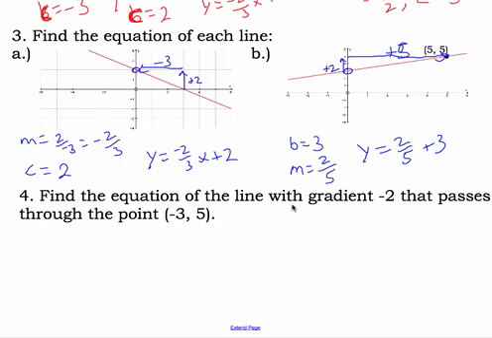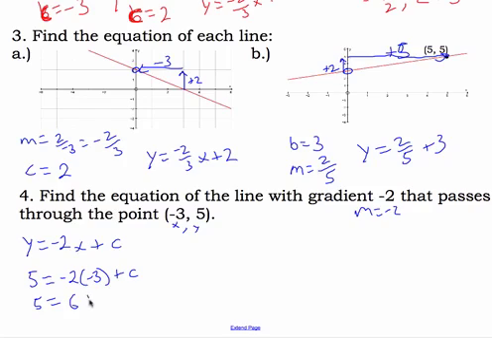Okay, next it says find the equation of the line with gradient -2 that passes through this point. So all we know at this point is that the gradient is -2. So we have y equals -2x plus the y-intercept, which is c. So in order to figure out the y-intercept, we're actually going to substitute this point into the equation. We're going to substitute -3 for x and 5 for y. So we have 5 equals -2 times -3 plus c. 5 equals 6 plus c, so c equals 5 minus 6, which equals -1.